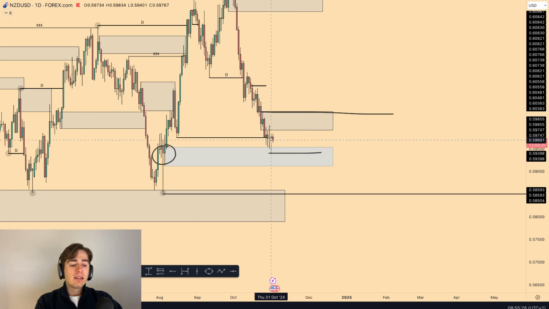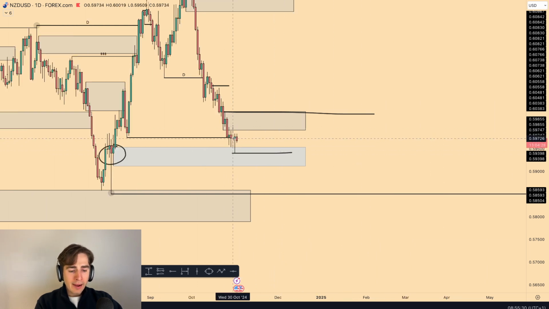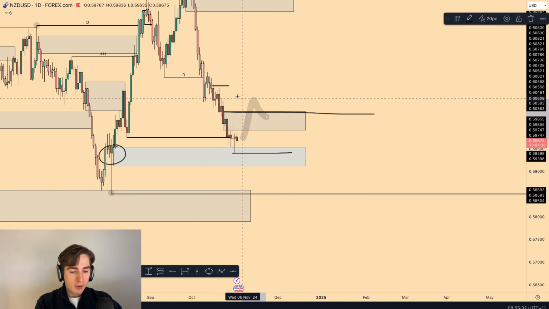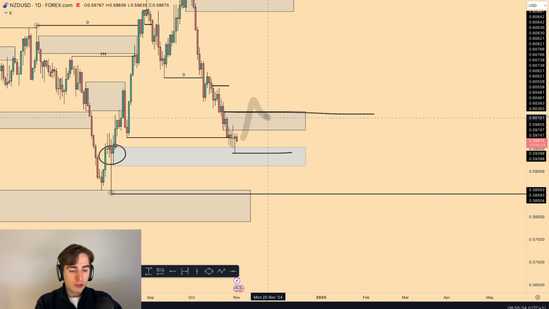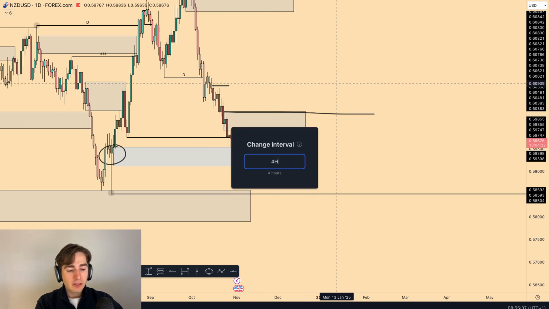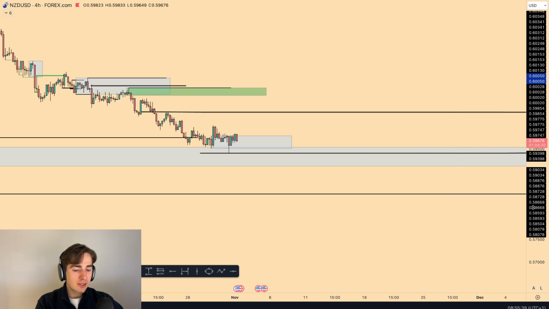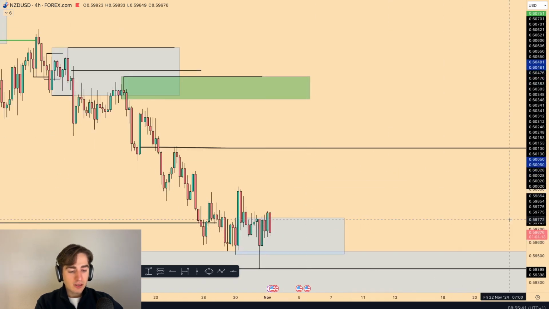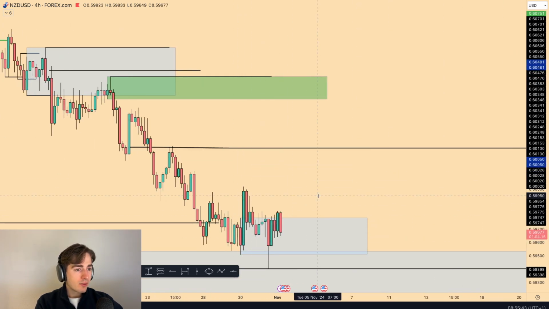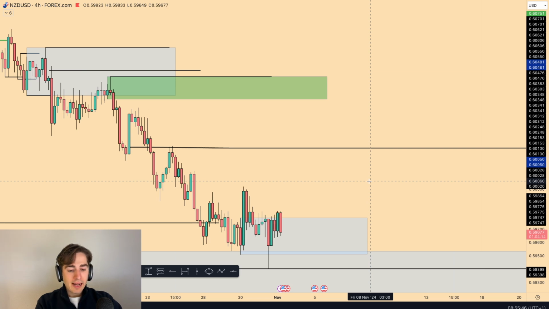Or if NFP turns out bad for the dollar, then we'll just see a spike up. Maybe, who knows, then that daily fractal structure changes, and next week we can look for some potential longs on NZDUSD. And for the rest, you can see here that we're just consolidating, so it's not very interesting to trade at the moment.